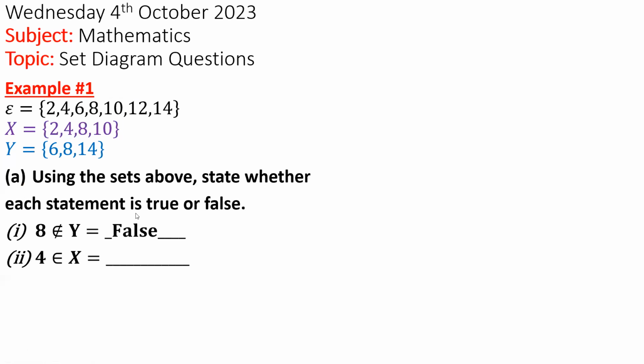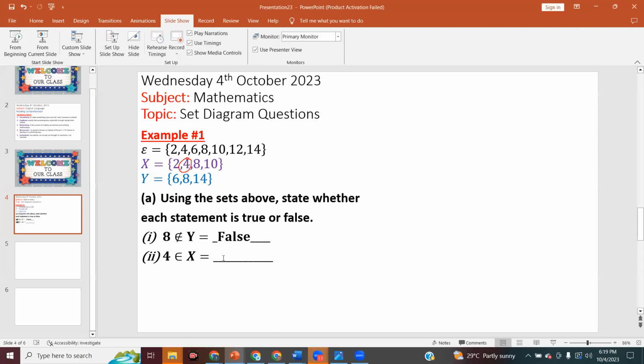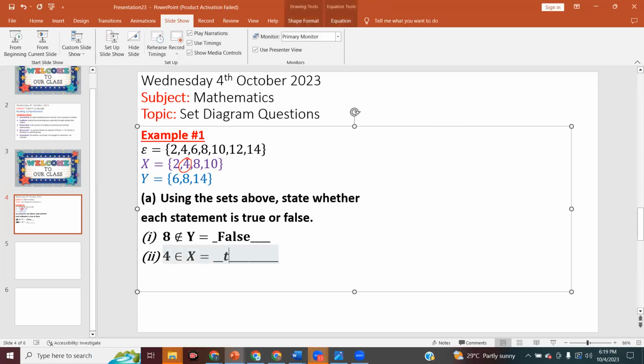Say it again. 4 is an element of X. Yeah, because 4 is an element of X, like 4 is right here. If we look carefully, we can see that 4 is a part of X. Okay, 4 is a member of X. It's the member of the set. And so the answer here is definitely going to be true. True, because 4 is definitely a part of X. So the answer is true.